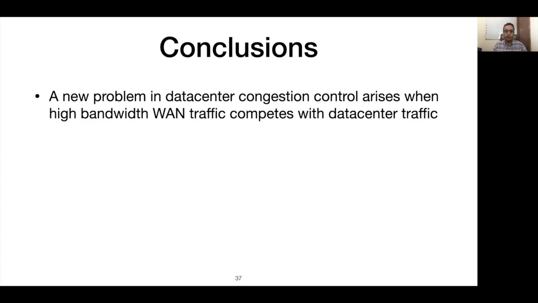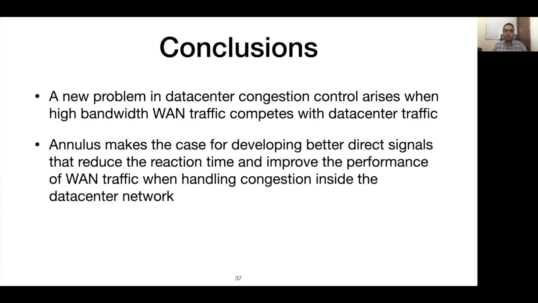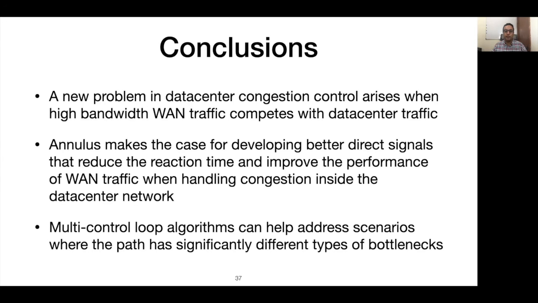In conclusion, in this work, we identified a new problem in data center congestion control which arises when high bandwidth WAN traffic competes with data center traffic, and we introduced a new congestion control scheme to handle the problem. Annulus makes the case for developing better direct signals that reduce the reaction time and improve the performance of WAN traffic when handling congestion inside the data center network. We also believe that Annulus should motivate multi-control loop congestion control algorithms to handle scenarios where a flow goes through significantly different types of bottlenecks.